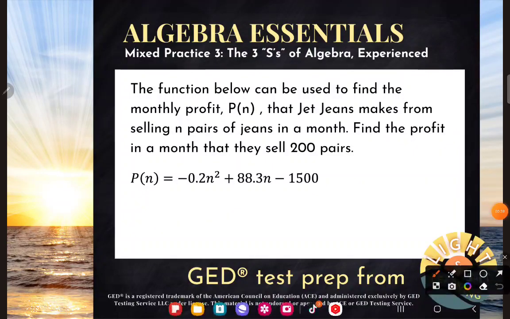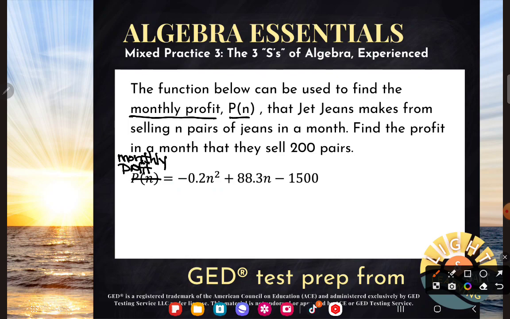So look at what they told us. They said that this function can be used to find the monthly profit, P of n. This whole thing, P of n, stands for monthly profit. It's not math to do. It's something called function notation. It basically means P, profit, as a function of n. It's a fancy way of talking about the output of an equation, or the answer as you think of it.